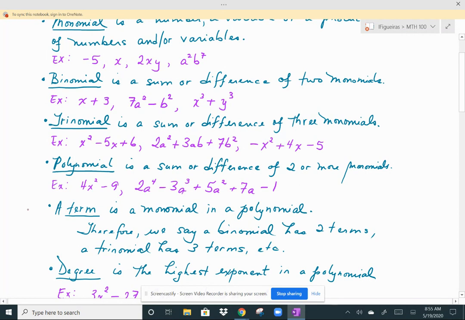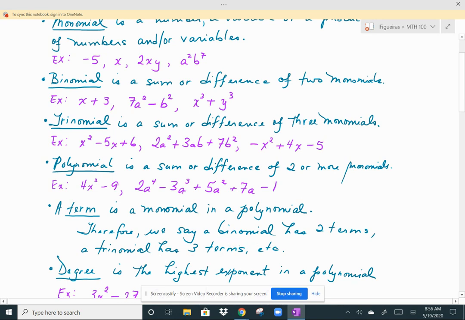So a term is another word that's used to express a monomial in a polynomial. So for example, in this expression that I just talked about, you would say this one has five terms. You would say a binomial has two terms. You would say a trinomial has three terms, etc. So I use the word term a lot, and it's basically just one of the expressions in a polynomial.